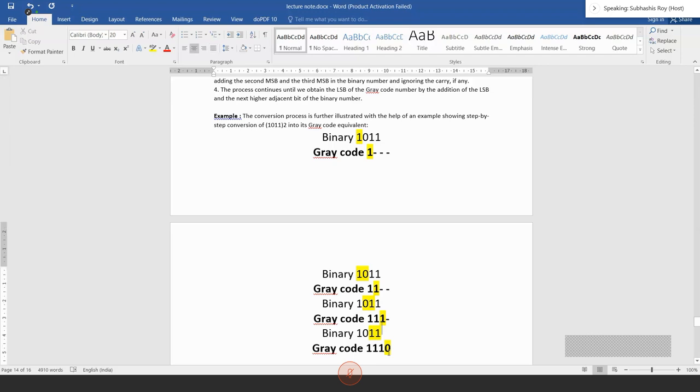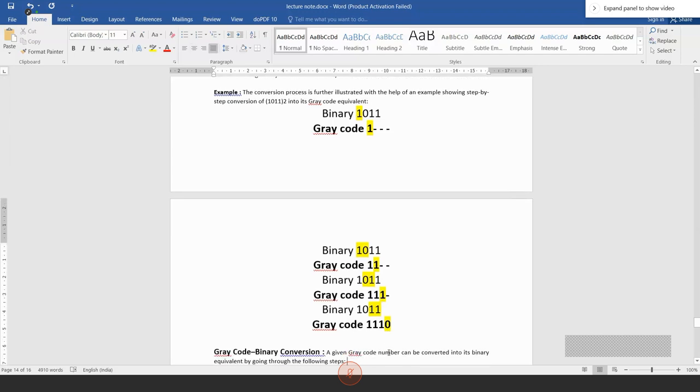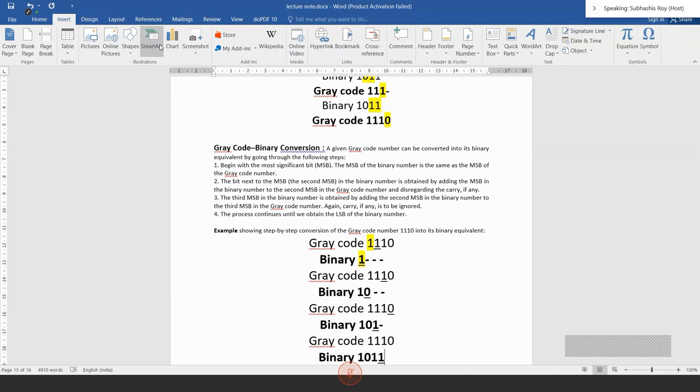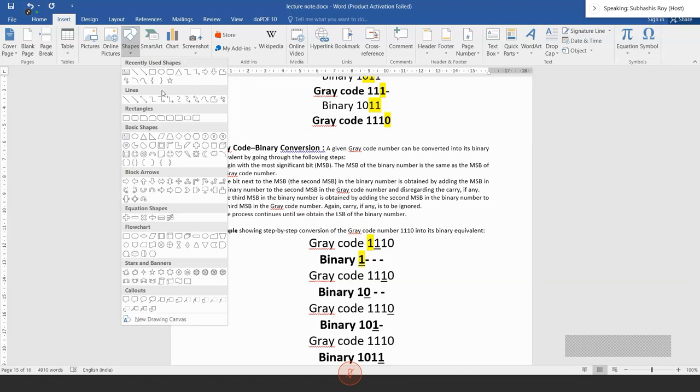And now when I am converting gray code to binary, same example, 1110, that means I get 1011. So after copying the MSB, what you need to do here, again addition is required, but the addition is not of consecutive bits of gray code, it is binary with gray. So you see, this binary with gray. If I give an arrow format, then it will be easy.